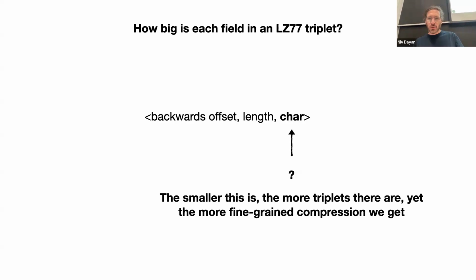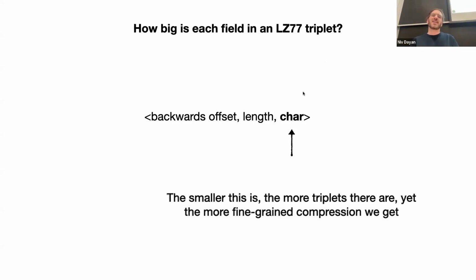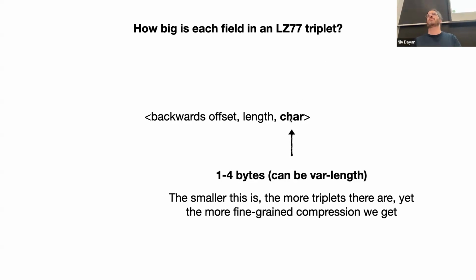Okay, so the answer is it's a really good question. Basically, the smaller this is, the more triplets there are going to be. On one hand, the smaller this is, you might have more triplets in your encoded representation. But the smaller this is, this also allows you to do finer grain compression. You can imagine encoding a few bytes at a time, but then you need the string of bytes to be repeating to be able to capture the redundancy. But usually setting this to be something like 1 byte is actually pretty effective. Just wanted you to think about every aspect of the design.